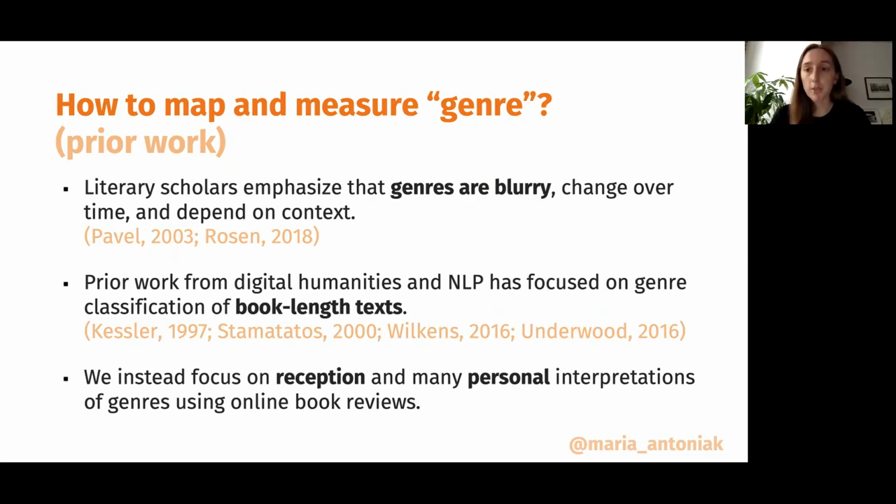Within NLP and digital humanities, research has focused on learning fixed genre categories from texts, most focusing on book-length texts. While we are similarly focused on genre definition, similarities, and boundaries, we focus on user reviews and tags. Our goal is not to predict the correct genre label, but to learn from users about how genres are understood and used in an online community.